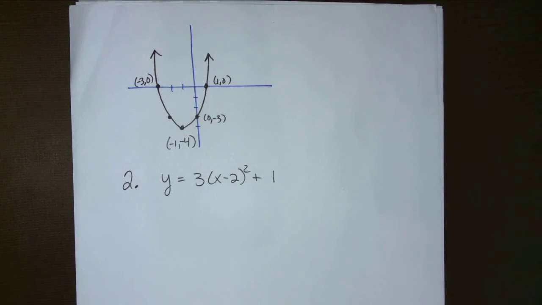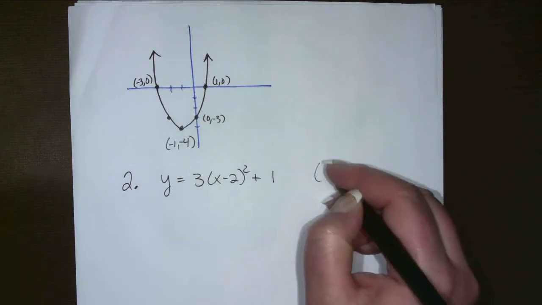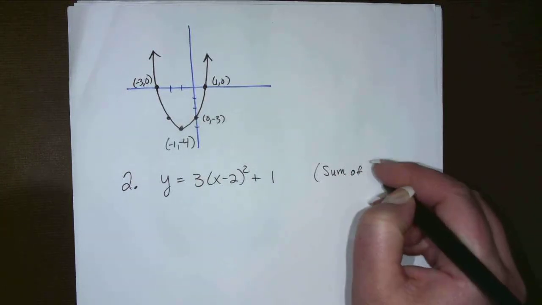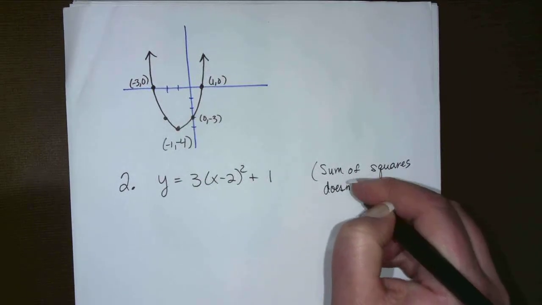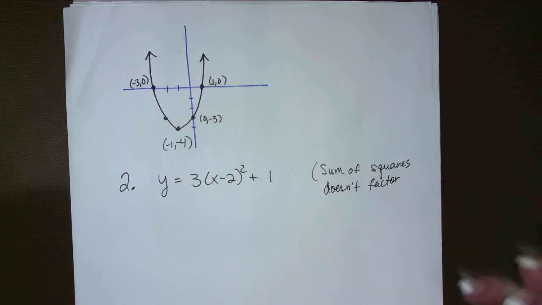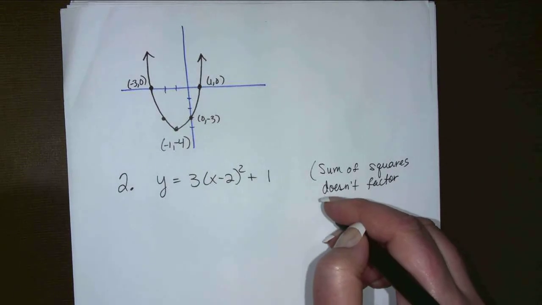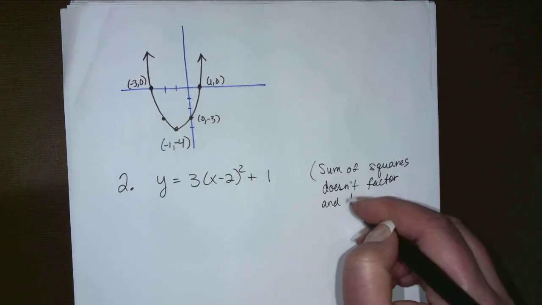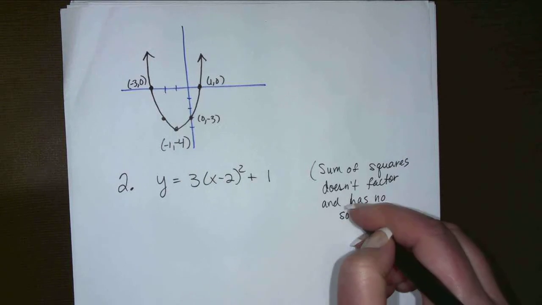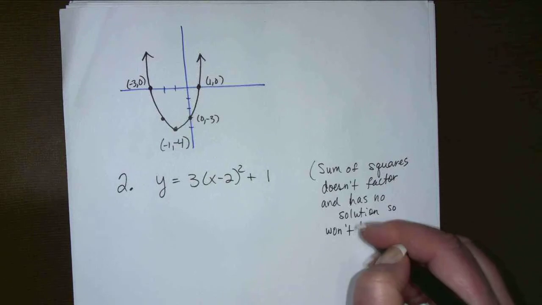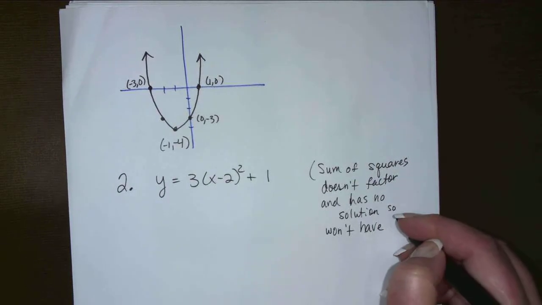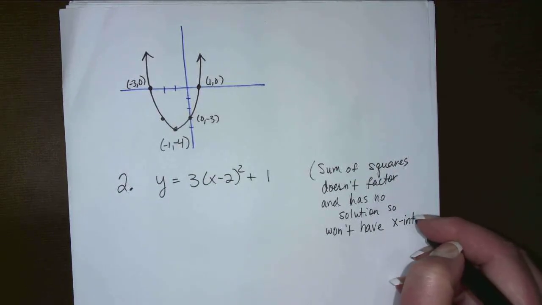If you worked it out and tried to factor, it won't factor, and then you say, okay, well, I'll use the quadratic formula, and that won't work either. So let's just jot that down. Sum of squares doesn't factor and has no solution. So it won't have which intercepts? X-intercepts. And what does that mean about the graph?